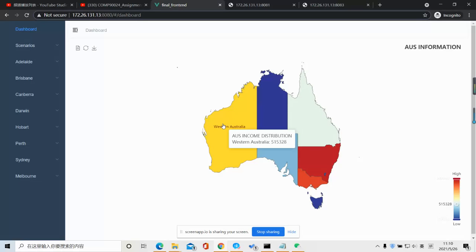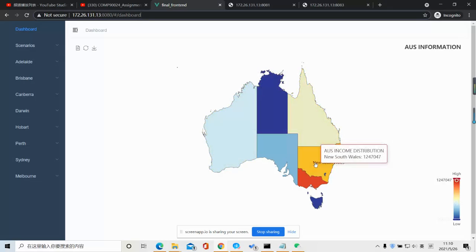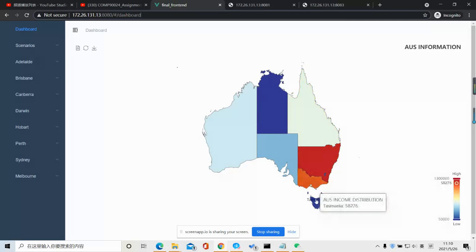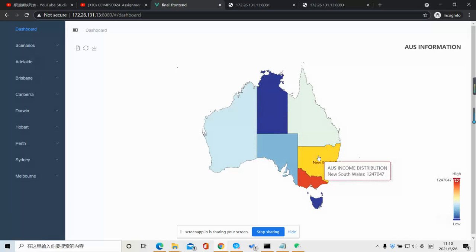Later we may be able to normalize it into a more reasonable range, but now it is just a very big value. But when we move our mouse over different areas, we can show they have different income level values. So let's move on.